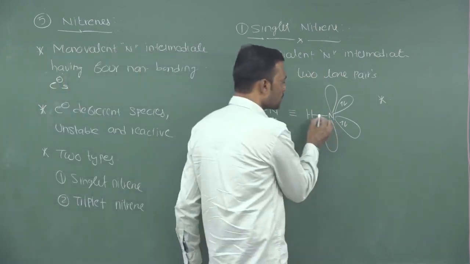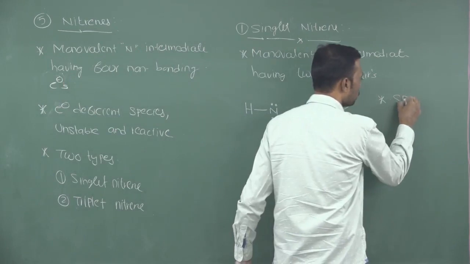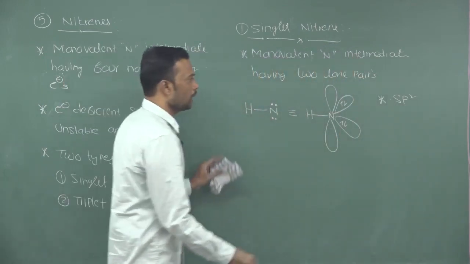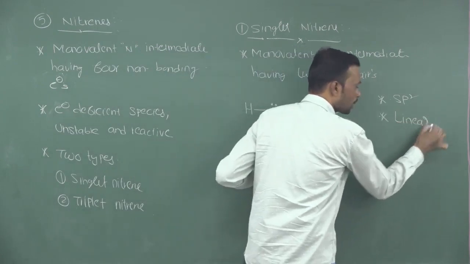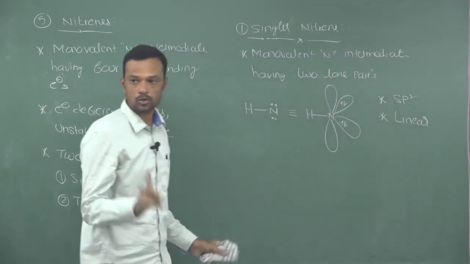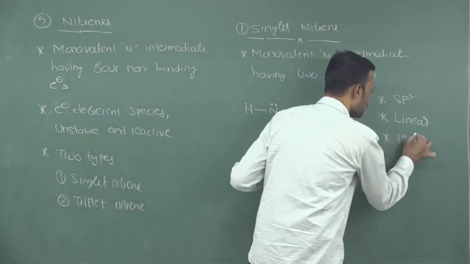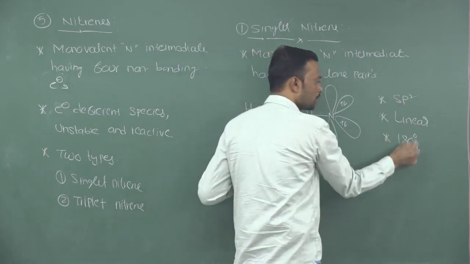Okay. Now, what is the hybridization of nitrogen in nitrene? 1, 2, 3. Is it sp2? 1 bond pair and 2 lone pairs. sp2 hybridized. And what about geometry here? Now, geometry is not trigonal planar, now it is linear. Why? Because only 1 bond pair is there. And what about bond angle here now? Bond angle is 180 degrees. Okay. sp2 hybridized, linear, 180.